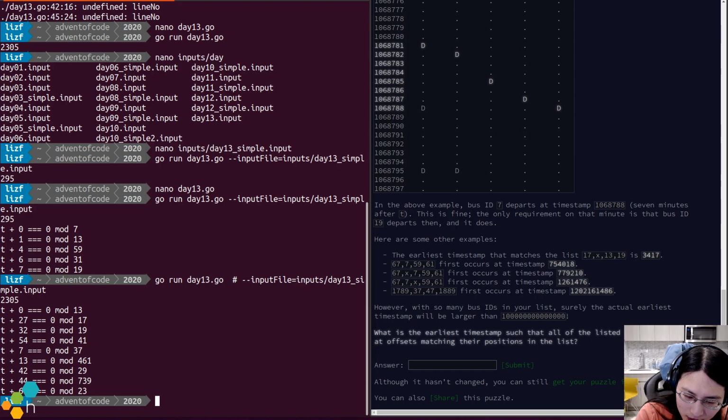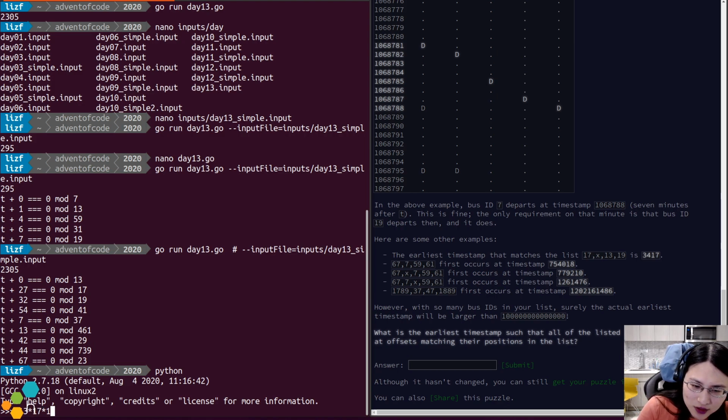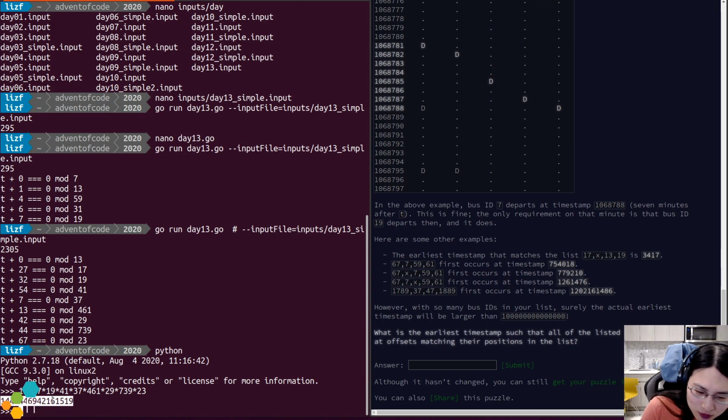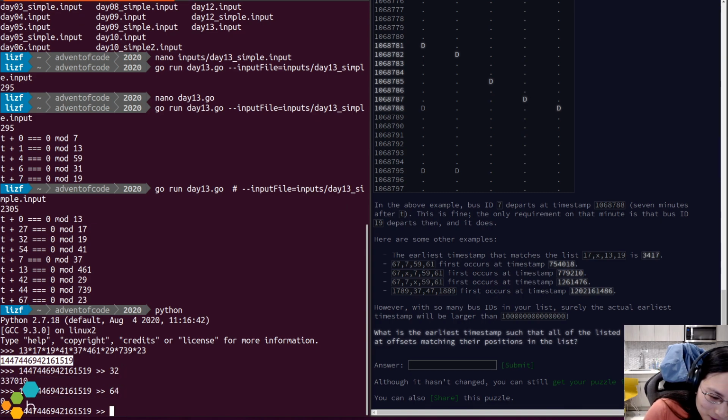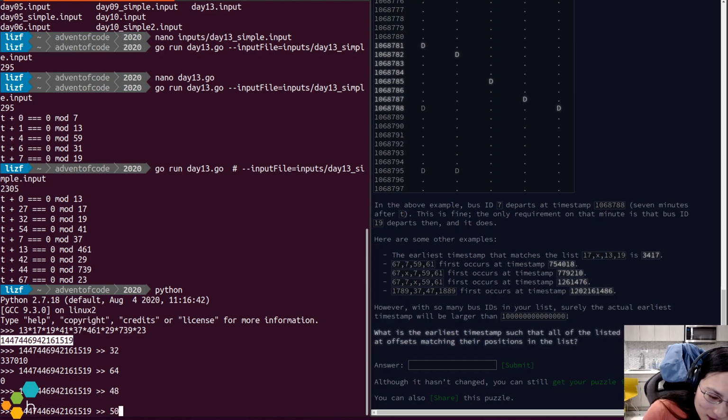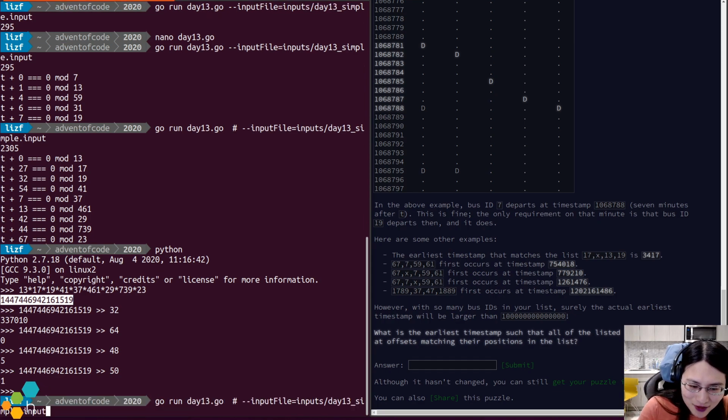So we know then that this has some property such that it has to occur. What's this value here? 13, 17, 19, 41, 37, 461, 29, 739. Okay, that's a reasonable number. This, I believe, should be a 64-bit number. Yeah, it is, in fact... yep, it's about 50 bits. Okay, great.